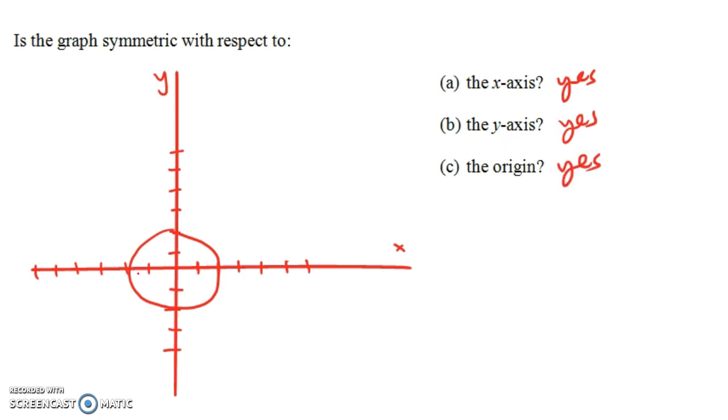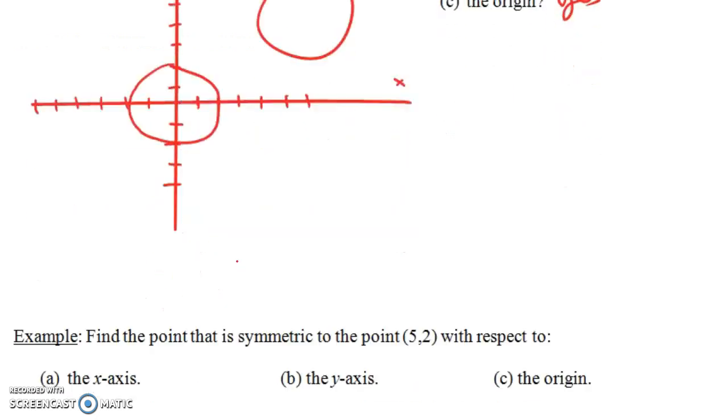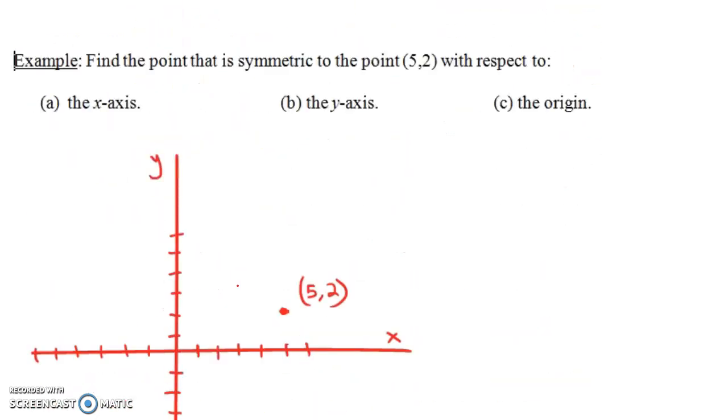The answer is yes. This is symmetric with respect to all three. Now, if I made the circle up here, then that would not be symmetric with respect to any of those things, with respect to the y-axis, x-axis, or the origin. So it matters how it's positioned.